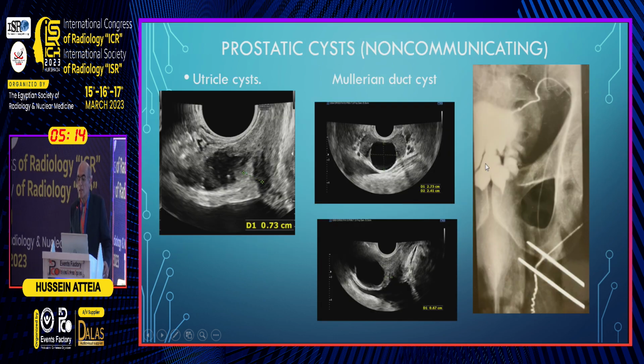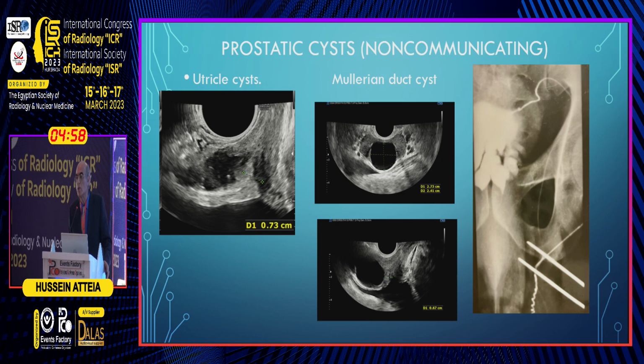Now, prostatic cyst non-communicating. What do you mean by communicating? It means communicating with the urethra, and the cyst contains sperms. So what are those? Those are non-communicating, meaning those cysts in the prostate cause compression of the ejaculatory ducts, and they do not contain sperms.